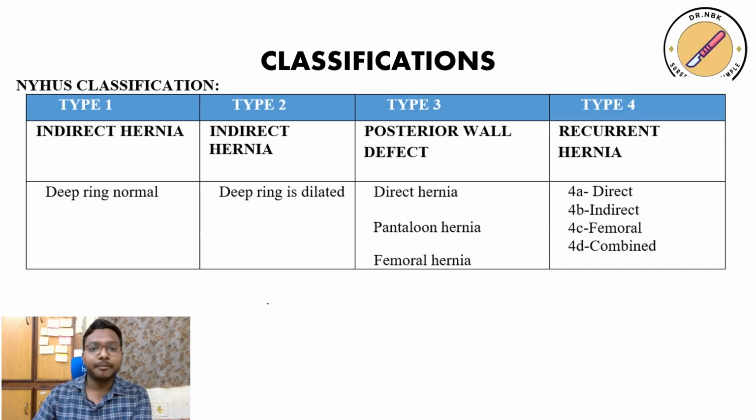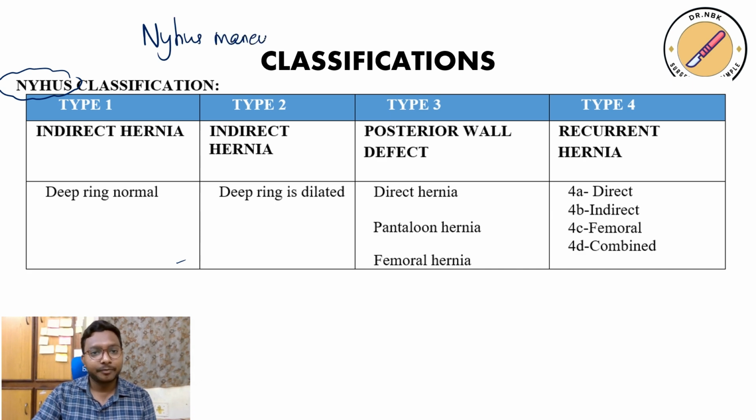Now moving to the next one. There are certain named classifications which will be asked by the examiner. These are more important for postgraduates, but undergrads can be asked about the names of the classifications. So I'll try to make it easy to remember the classifications. The first one is Nyhus classification. Where is the Nyhus maneuver encountered? Please understand there is another Nyhus, which is the Nyhus maneuver.